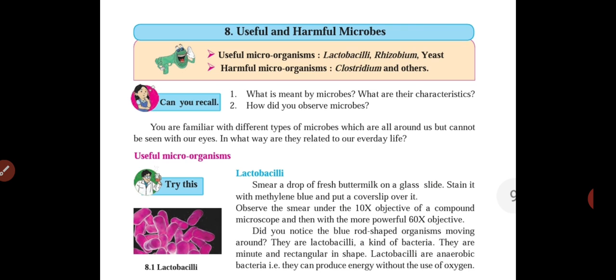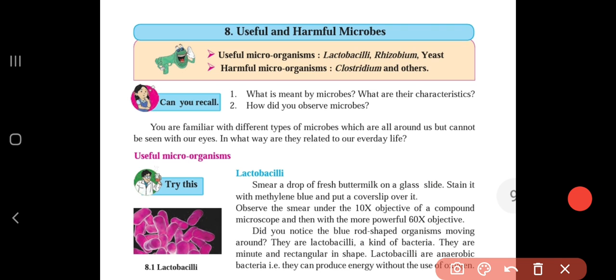So let us start with chapter number 8, useful and harmful microbes. You know about what are useful microbes and what are harmful microbes.